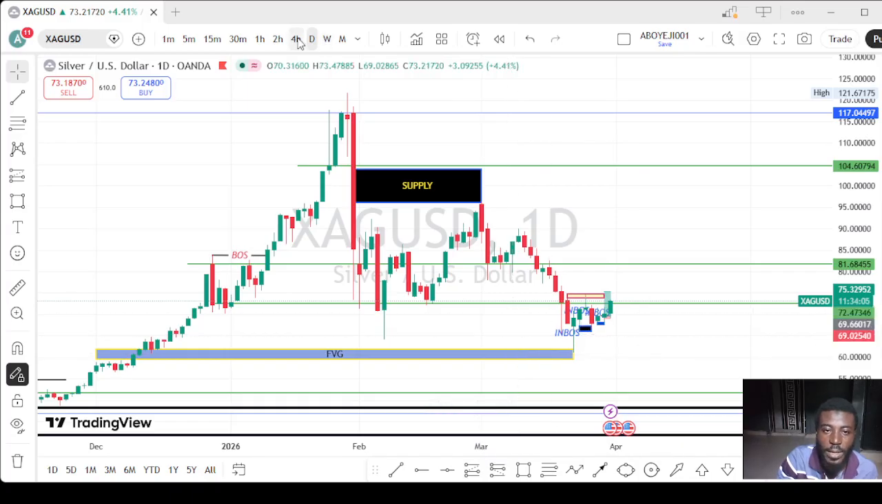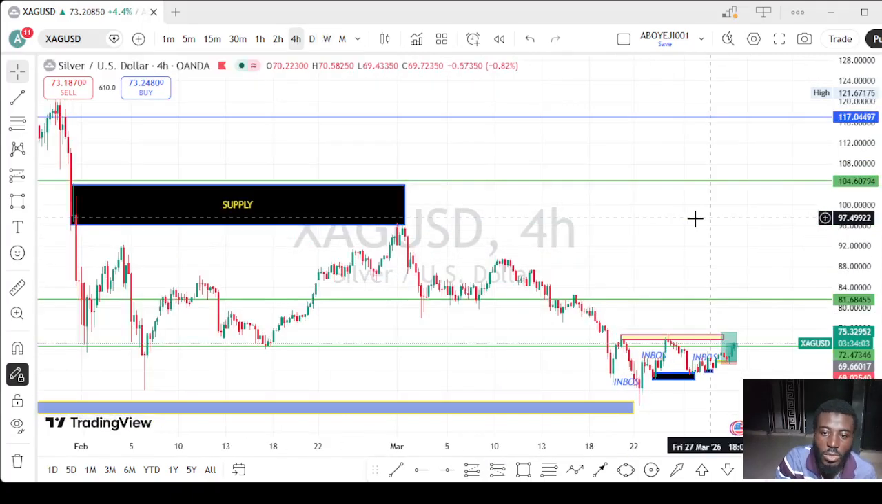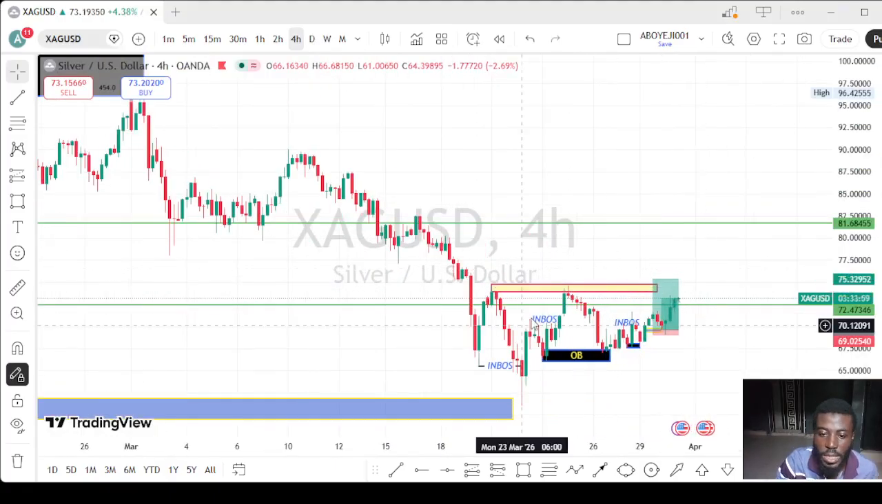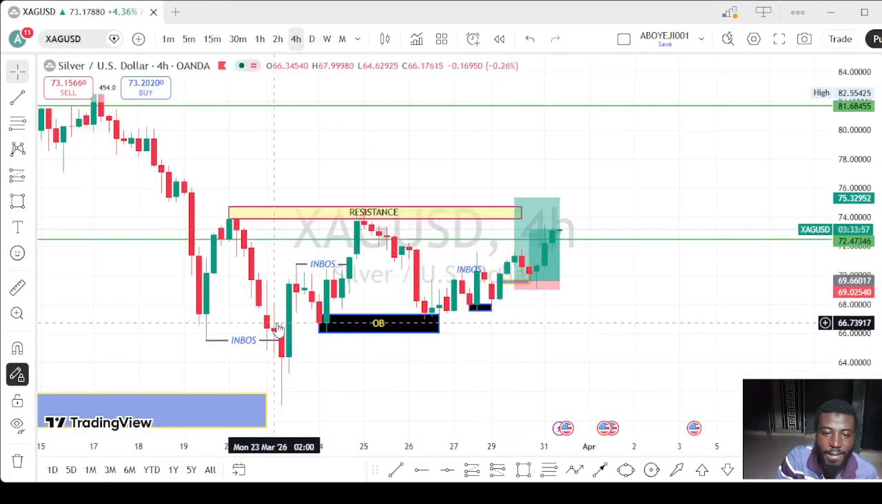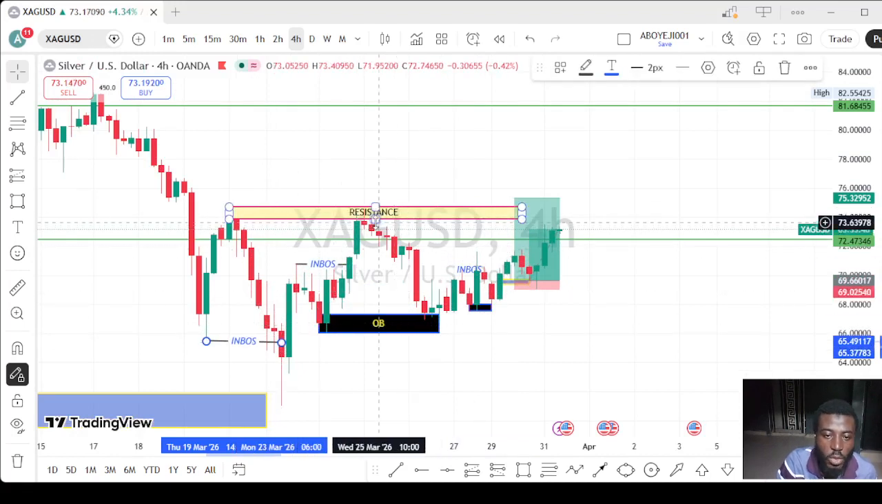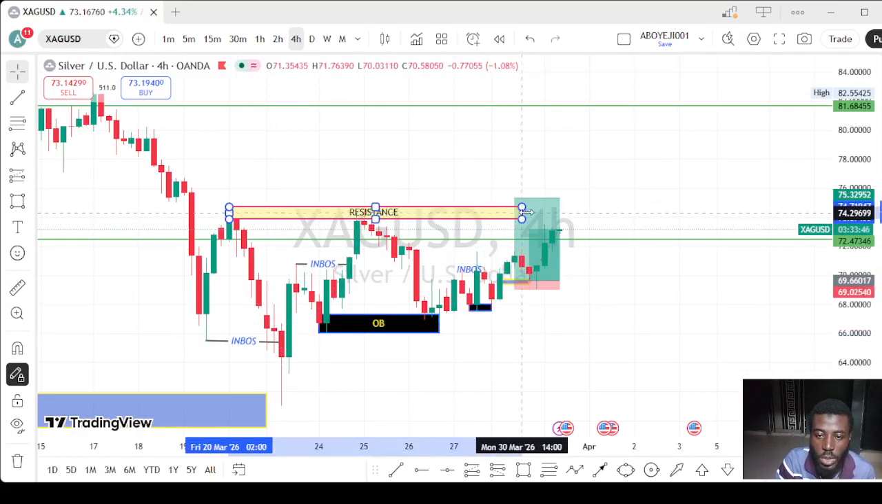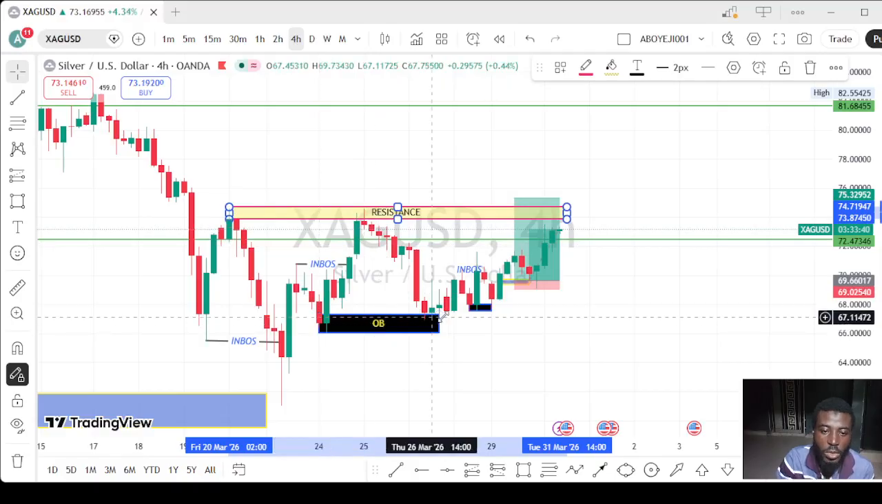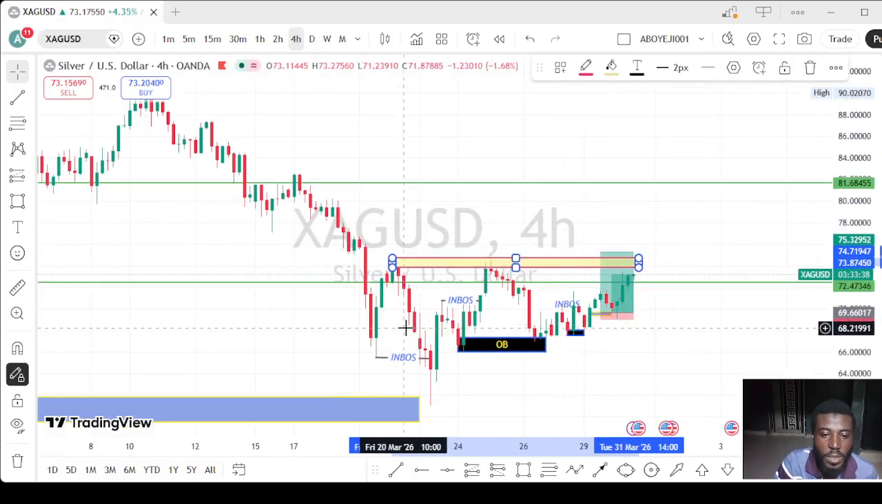So let's move to the 4 hours time frame. Let's see what the 4 hours time frame is trying to give. This is the supply that pushed the market down, and this is the recent break of structure. This break of structure was already mitigated, and gave us a downtrend, you can see. But let's move to the 1 hour time frame to see that order block very well.